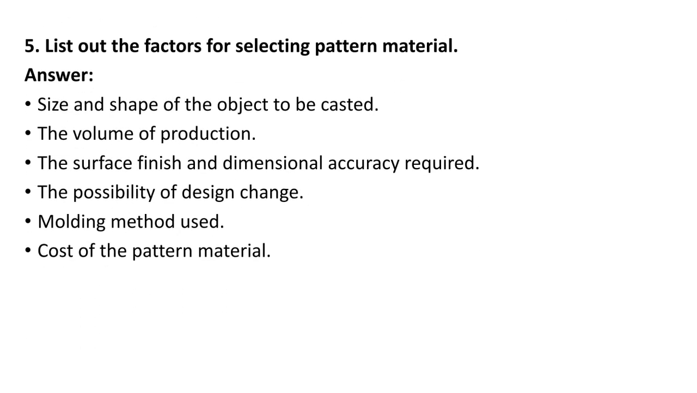Next question, list out the factors for selecting the pattern material. We have to consider the size and shape of the object to be cast, the volume of production, the surface finish and dimensional accuracy required, the possibility of design change, the molding method used, and the cost of the pattern material. So these factors should be considered while selecting the pattern material.